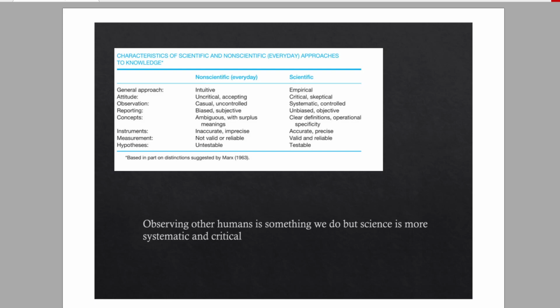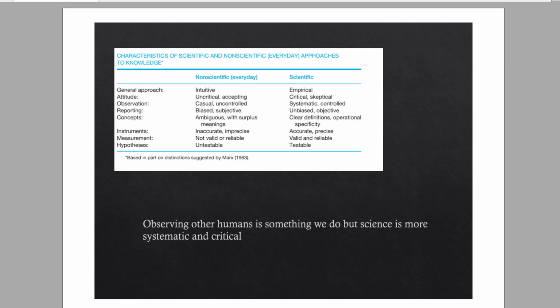The instruments in non-scientific are inaccurate or imprecise. Maybe you're just watching people as you go about your day at lunchtime, which could be different than what people behave like at other times of the day. The instruments in scientific are accurate and precise. The measurements are different as well, being non-valid or valid, and hypotheses are either untestable or testable.